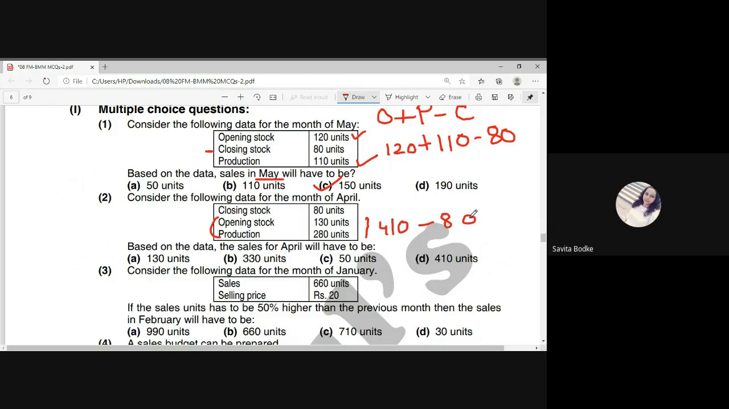If I do it like this, minus 80, what is the correct answer? Yes, that is correct, that is 330 units.